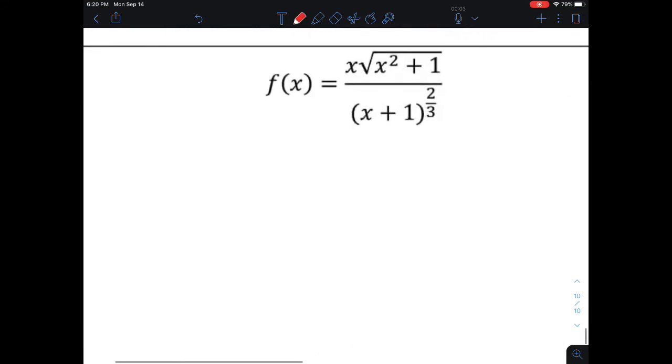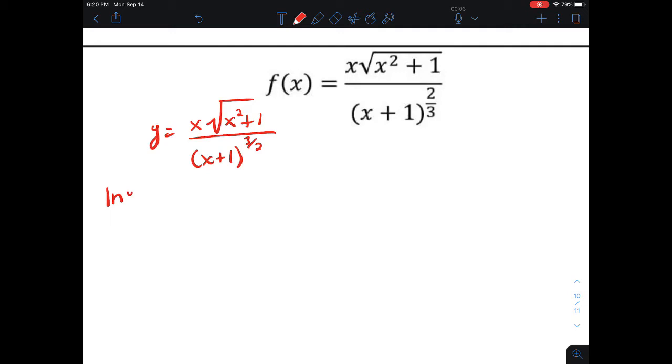So let's look at this function here of f. And let's say I wanted to find the derivative of this function. Well, what I can do is take this function, say y equals x times the square root of x squared plus 1, over x plus 1 to the 2/3. So I just wrote this as y equals. If I take the natural log of both sides, I have the natural log of y is equal to the natural log of that whole side there.